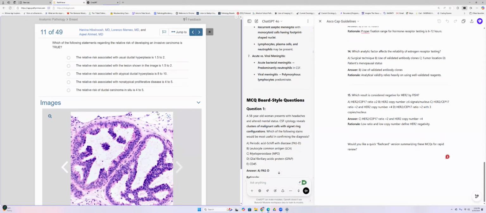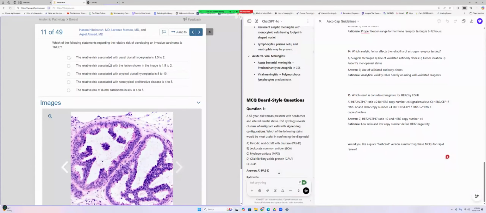ADH has to be like 4 to 5. Yes, 4 to 5. 8 to 10 is DCIS, 10. DCIS, yes. So let's look at UDH. This is UDH. But why did I put the relative risk associated with the lesion is A?